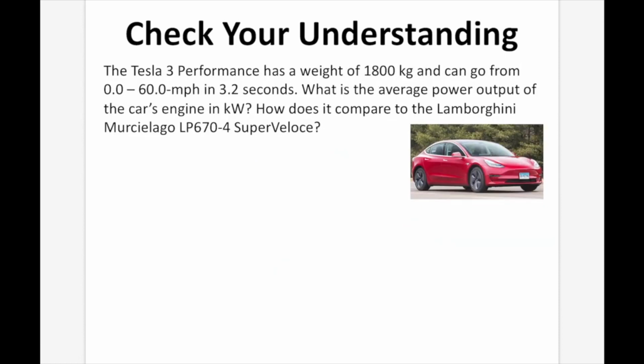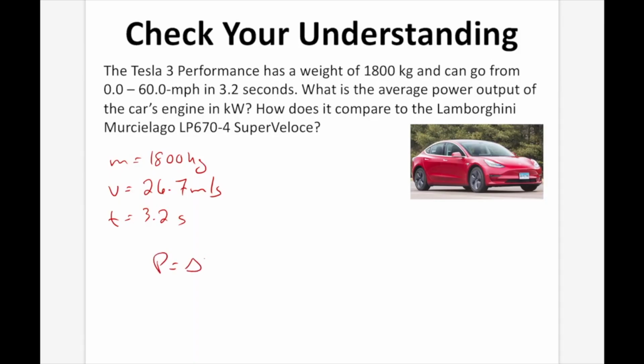Now, similar question. The Tesla 3 Performance has a weight of 1800 kilograms and can go from 0 to 60 miles per hour. So we know our velocity is still going to be the same at 26.7 meters per second. And the time is 3.2 seconds. What is the average power output of the car's engine in kilowatts, and how does it compare to the previous question?